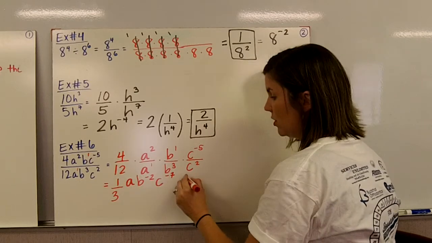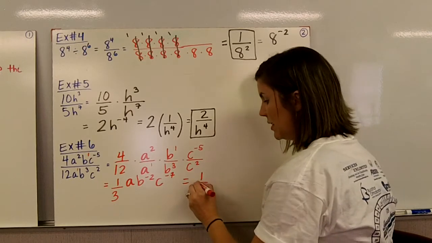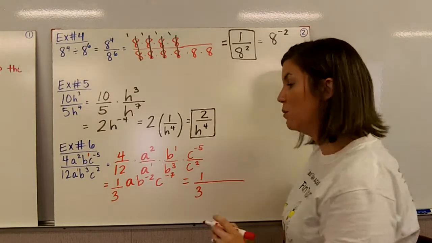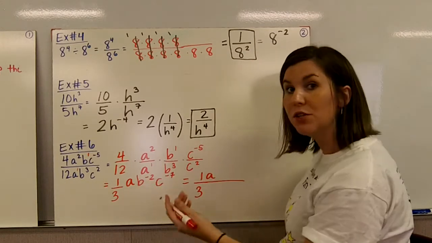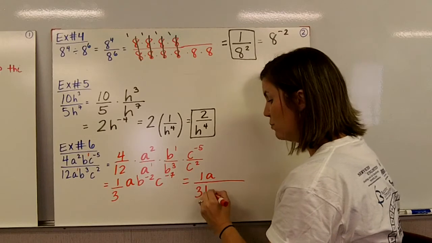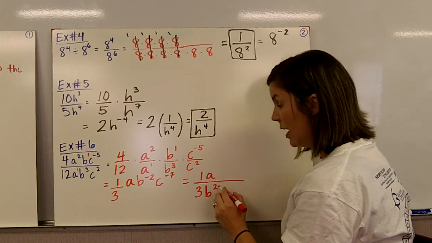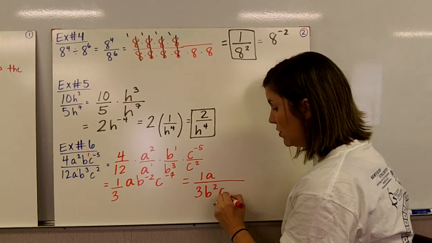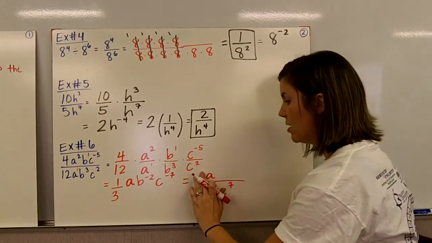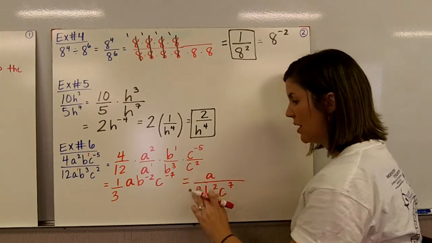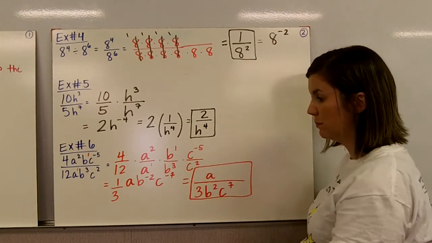Now I don't want my answer to have exponents that are negative. So I need to decide what's going to stay in the top and what's going to stay in the bottom. Now A to the 1st is positive. B to the negative 2. Now to get rid of this negative exponent, I need to move it to the bottom and make it positive. C to the negative 7. Again, this one is going to move to the bottom and become positive. 1 times A is just A, so I can actually erase that 1. And this would be my final answer.